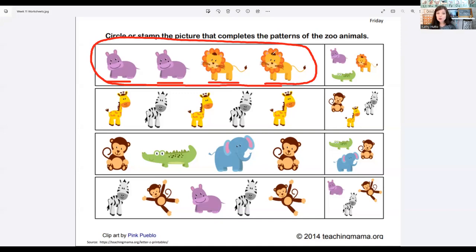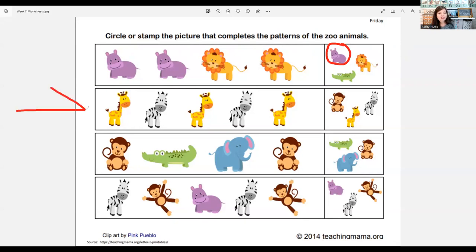What will be next? We'll start the pattern over again. So what was first? It was the hippo. So we'll start over with the hippo. Hippo, hippo, lion, lion, hippo. Then it would continue, hippo, lion, lion. All right, let's do the next one.